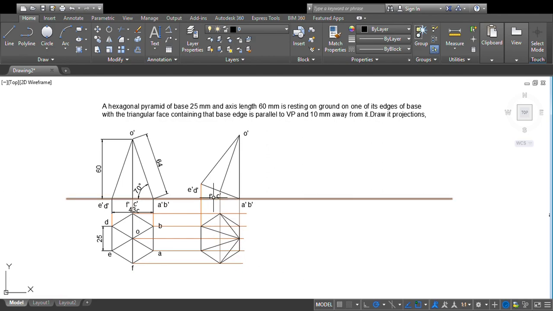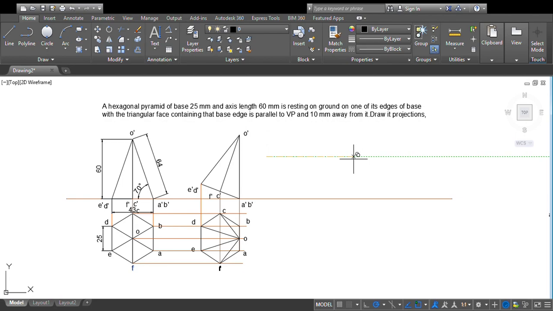Now we'll name these points. This is O1, and then this is B1, this is A1, then this is B1, then C1, then this is D1, this is E1, and this is one more, F1.